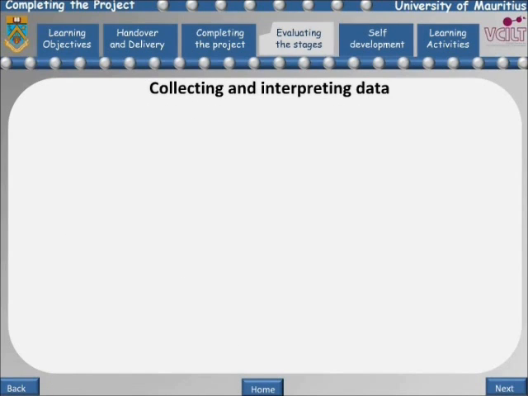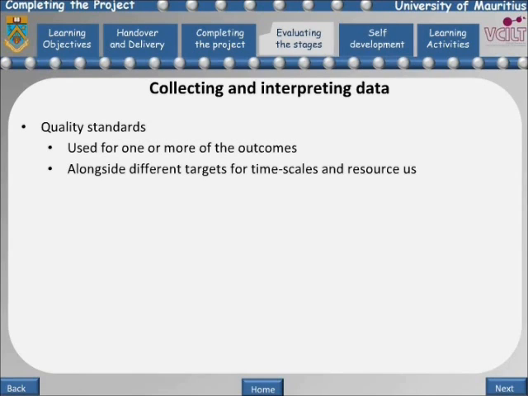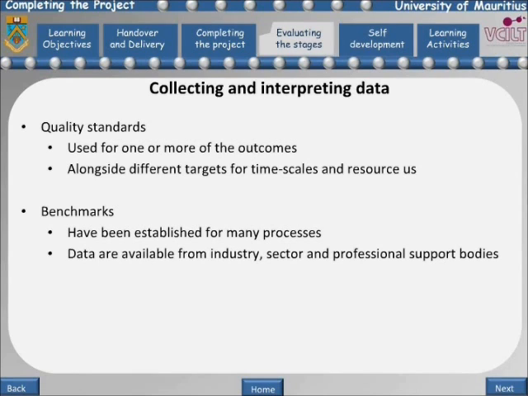In many projects, it can be difficult to make comparisons with anything similar. However, there may be quality standards that can be used for one or more of the outcomes, perhaps alongside different targets for timescales and resource use. Benchmarks are another possible source of comparative data. They have been established for many processes, and data are available from industry, sector, and professional support bodies.